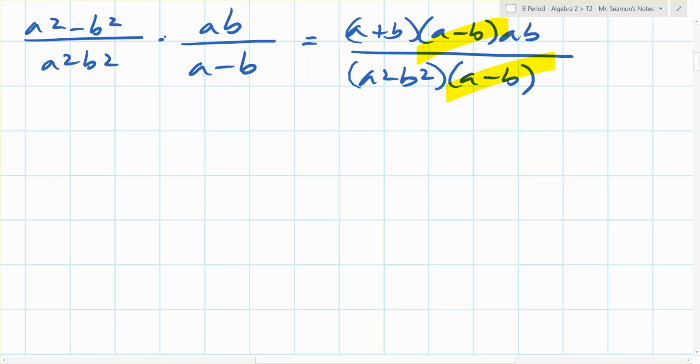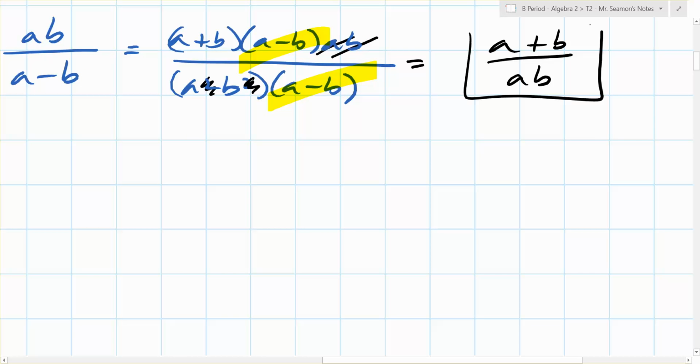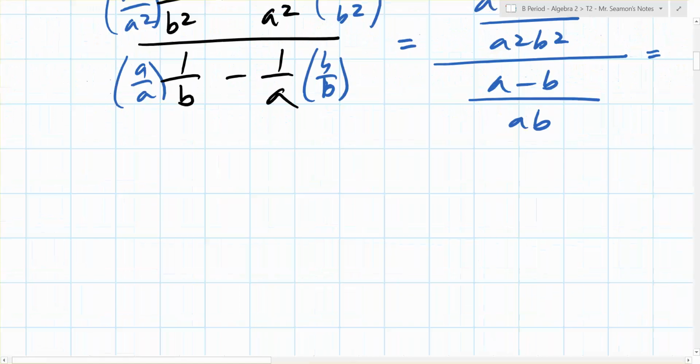We're still not done yet, though, are we? Yeah, you can take out the ab. So that goes away, turning that into just a. That goes away, turning it into just b. So what's your final answer going to be? A plus b over ab. Yes. I missed something? Yeah, cool. I just got minus b.